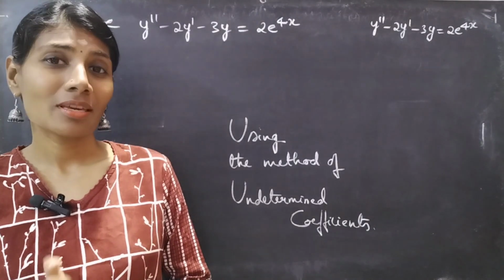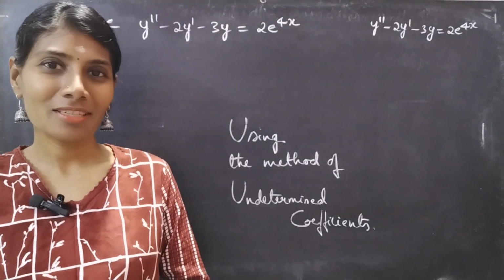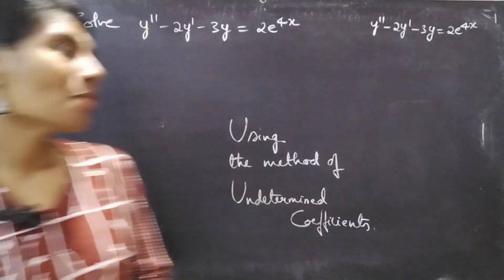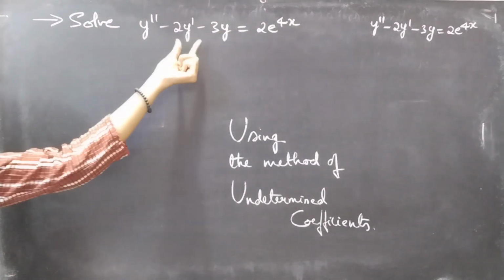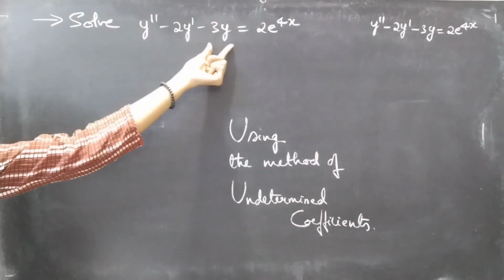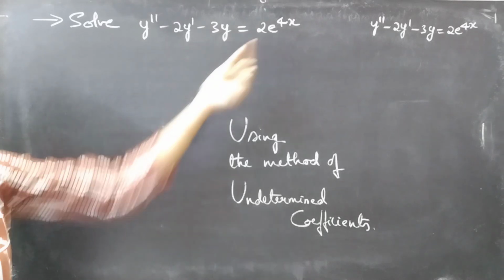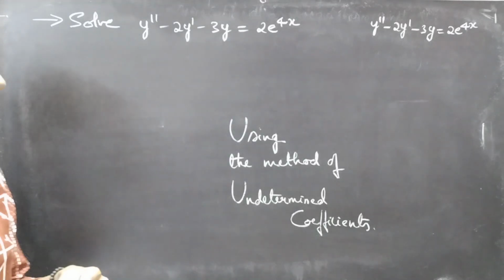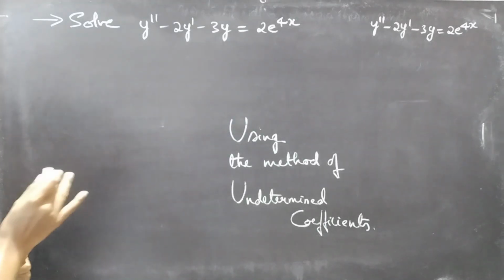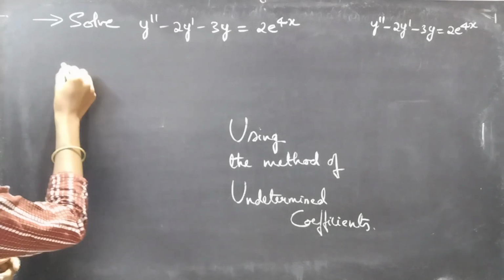In this video, we're going to see a problem using the method of undetermined coefficients. So let's get going. Problem: solve y double dash minus 2y dash minus 3y equal to 2 e power 4x. So we are given a differential equation in terms of y. So we'll write this in operator form.